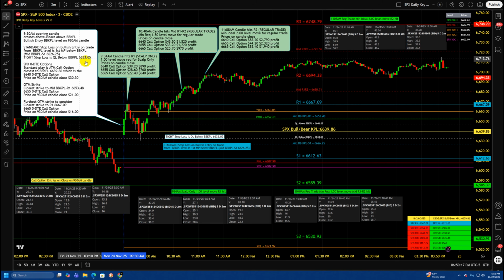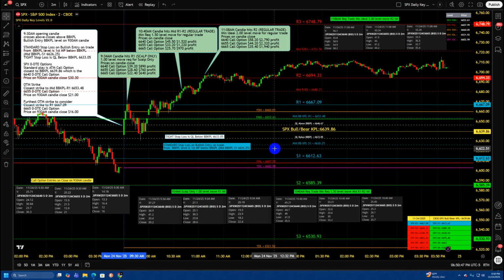And our standard stop loss on this trade is going to be the first midpoint below the level we're taking the trade from, in this case the bull bear KPL level. And our tight stop loss, if you prefer to use a tight stop loss, is the QL level below the BBKPL level here. It's recommended with this indicator that you use the standard stop loss. That is the recommended stop loss. That's why it's called the standard stop loss.